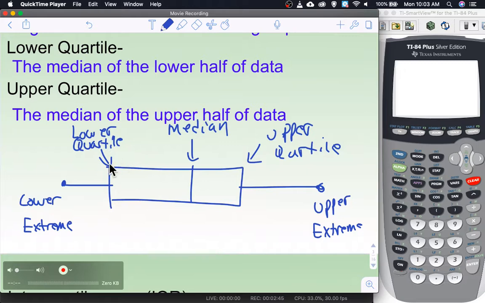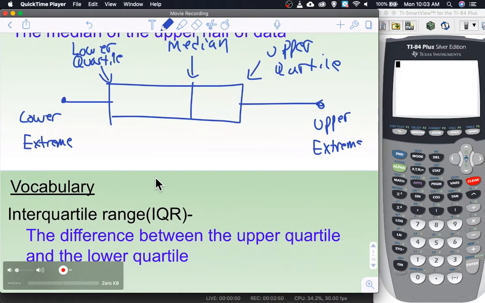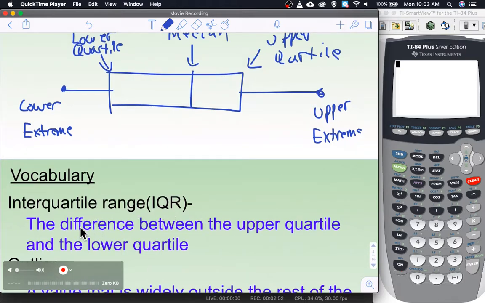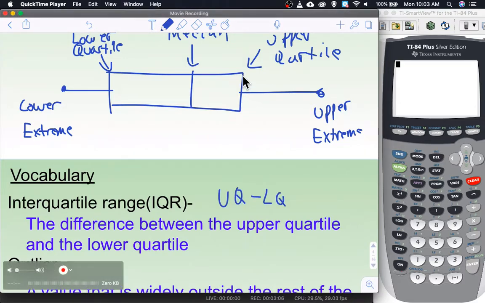Upper quartile, lower quartile. Now, the interquartile range, the IQR, is the difference between the upper quartile and lower quartile. Basically, it's this upper quartile minus the lower quartile. It's the range of this. What is the range from here to here? How spaced out are these values? That's the interquartile range. Inter means between, inside. Inside the quartiles, their range.